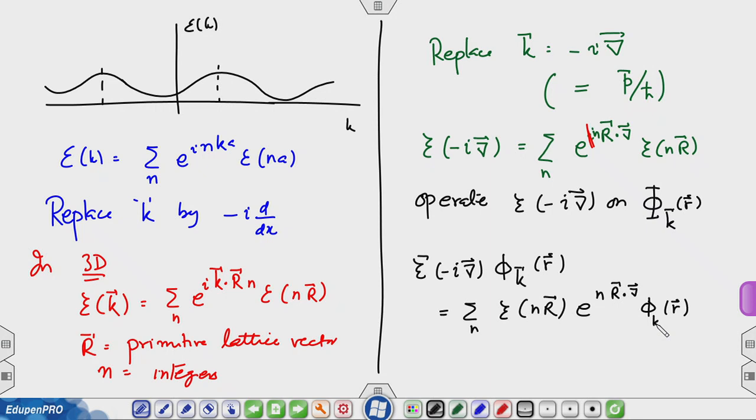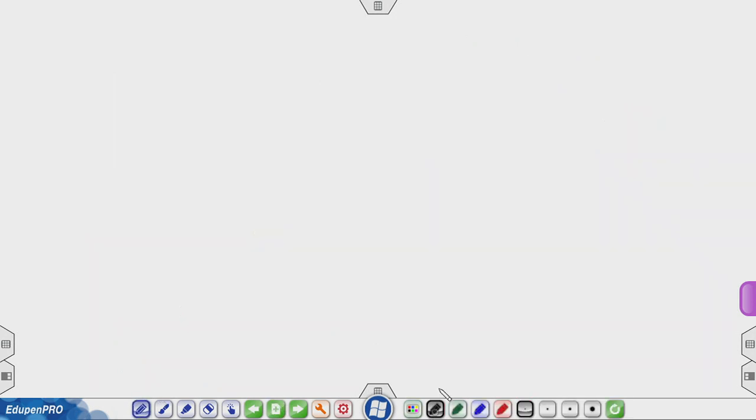This is the Taylor series expansion. This exponential is nothing but 1 plus n r dot del raised to j, summation over j equals 1 to infinity. So, this is the Taylor series expansion of phi k r. So, let me write this on the next page.